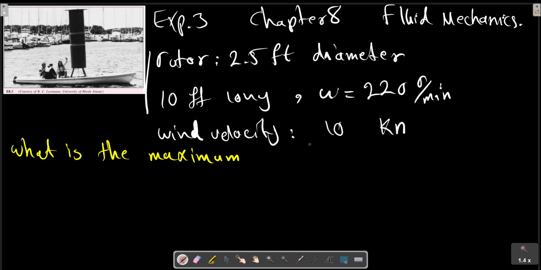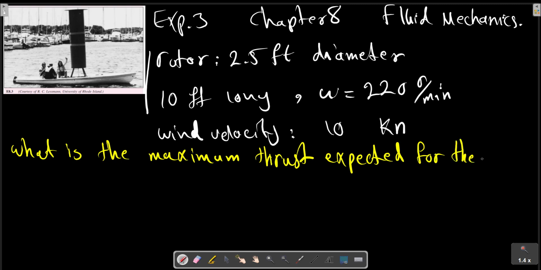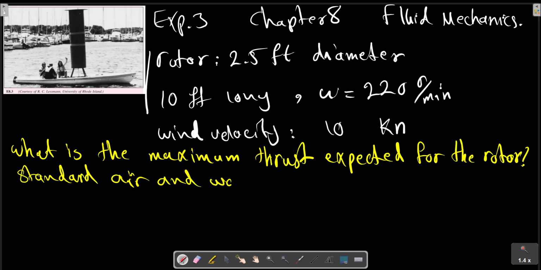What is the maximum thrust expected for the rotor? Assume standard air and water.